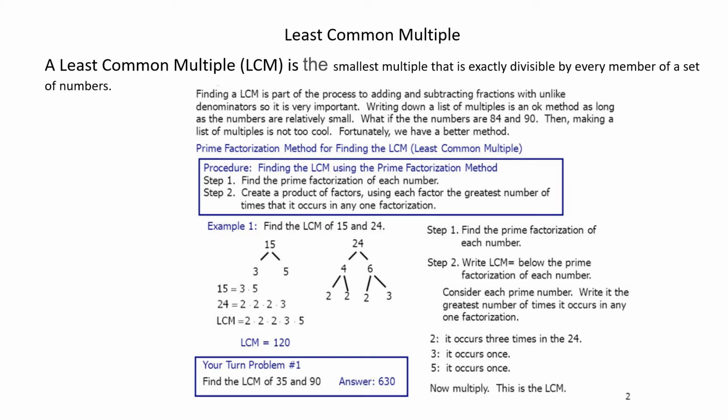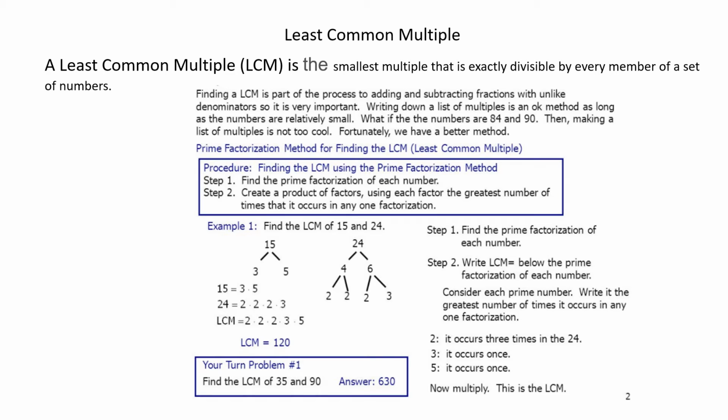Least common multiple. The least common multiple is the smallest multiple that is exactly divisible by every member of a set of numbers. Finding a least common multiple is part of the process to adding and subtracting fractions with unlike denominators, so it's very important. Writing down a list of multiples is an okay method as long as the numbers are relatively small. But what if the numbers are 84 and 90? Then making a list of multiples is not too cool. Fortunately, we have a better method. Prime factorization is the better method.